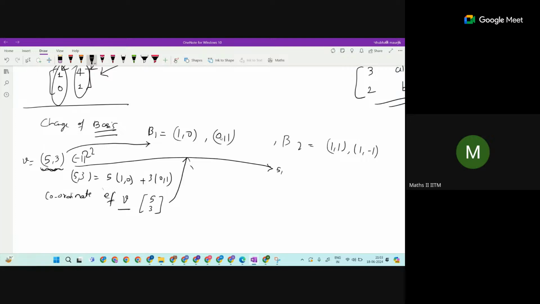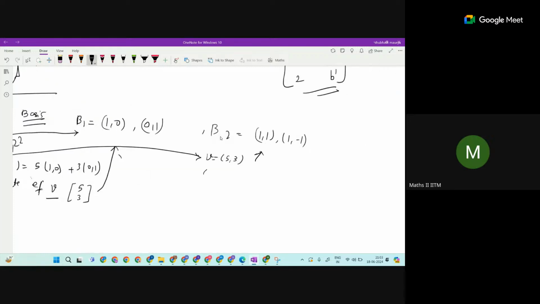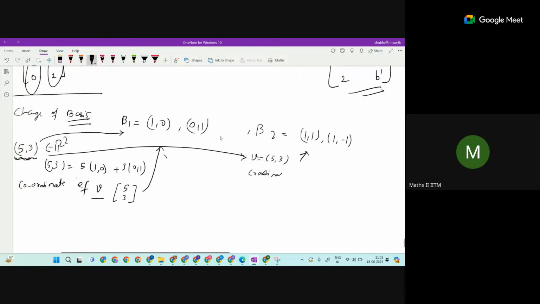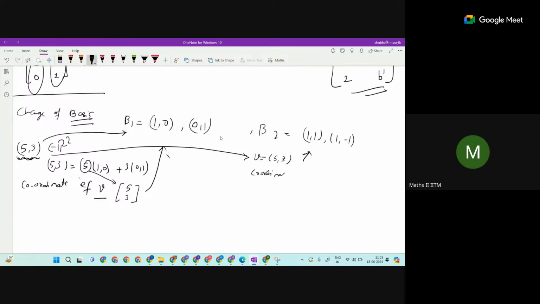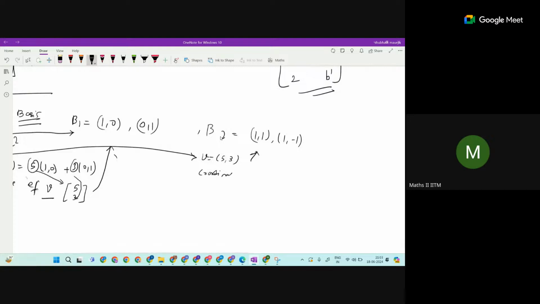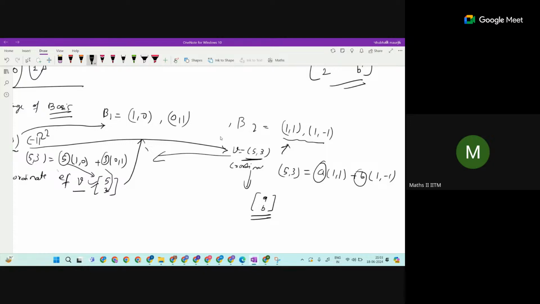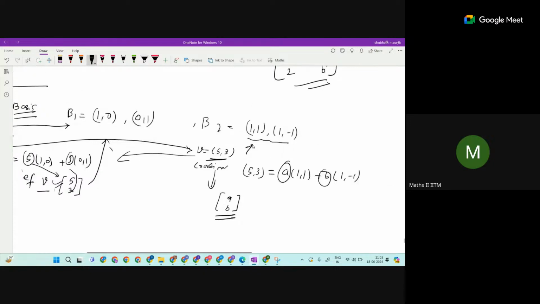I have this vector (5, 3), which is v. What is going to be the coordinate with respect to this basis? Simply the same as what we just did: a times (1, 1) plus b times (1, -1). Let's find that. The coordinate of this v is now going to be your a and b. That's all. This is the change of basis. Nothing more. The same vector with respect to the canonical basis is exactly the same, but with respect to a different basis it is going to be different.